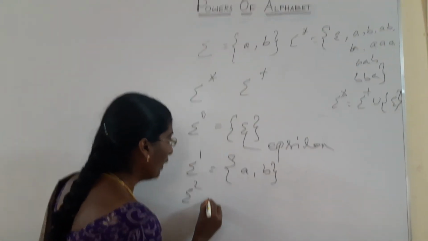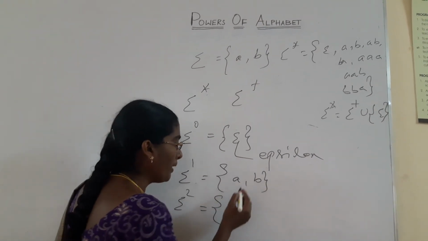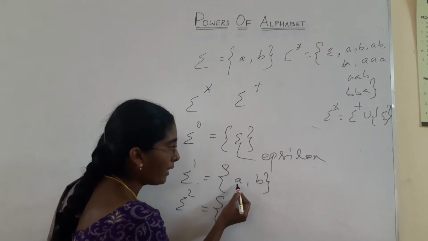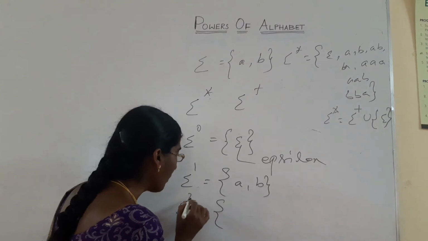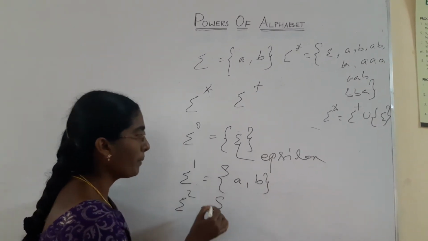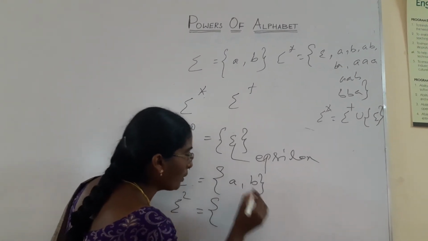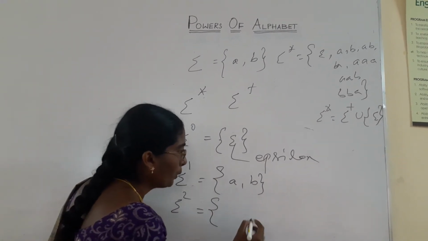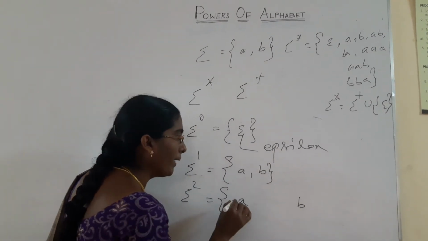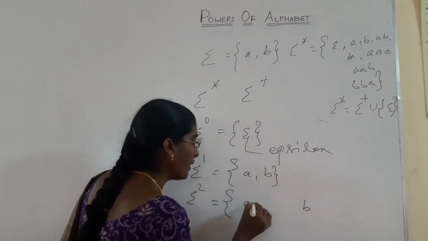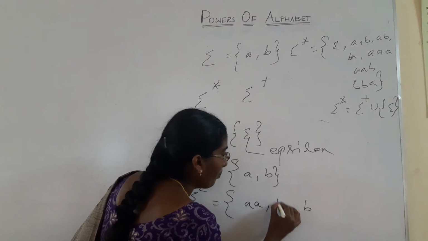Summation power 2. How will you write summation power 2? Here the length of the string in summation power 1 is equal to 1. Summation power 2 means the length of the strings present in summation power 2 is equal to 2. That is the combination of A and B in length of 2. We are having A and B. Next we have to combine one more A and B with this existing A and B.